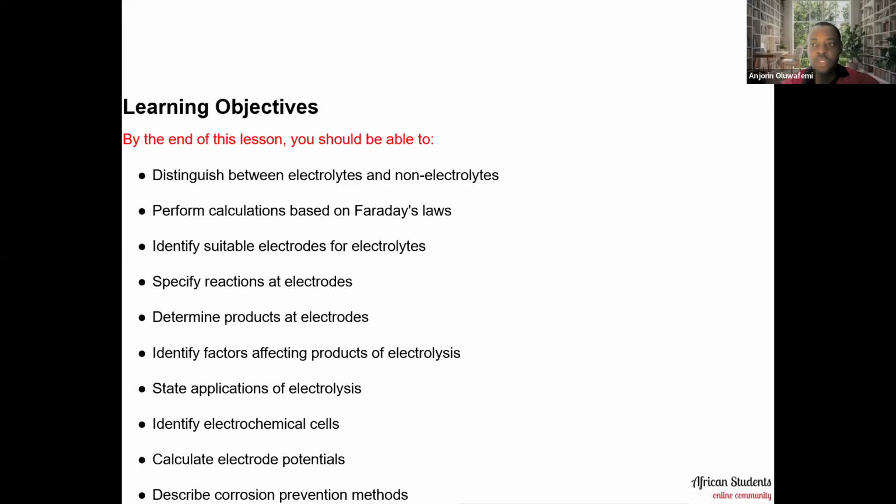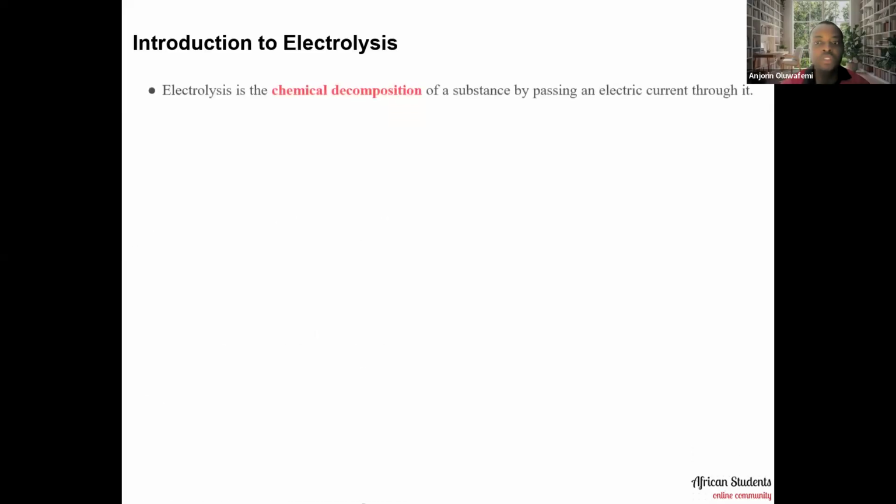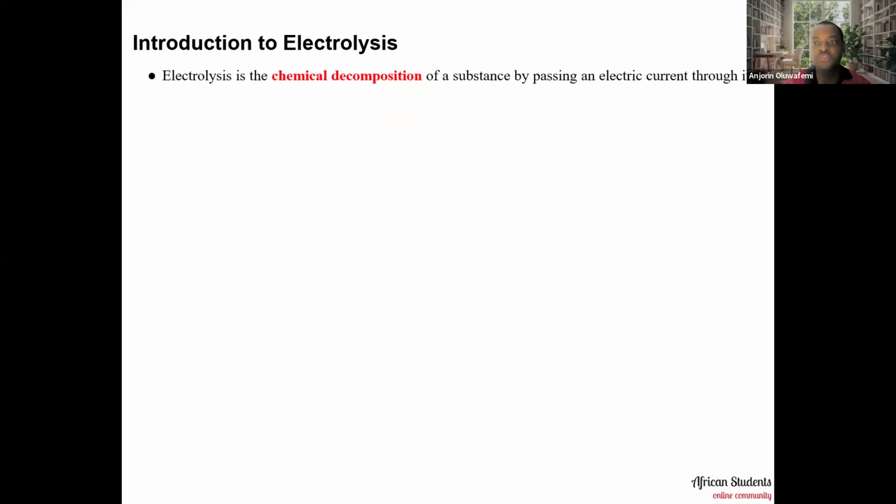So we move on to the body of the lesson, and we consider an introduction to electrolysis, where we attempt to define what electrolysis is. Electrolysis is the chemical decomposition of a substance by passing an electric current through it. The chemical decomposition, that's the keyword there. And that is what electrolysis is. All right, having said that, let's push it a bit further.